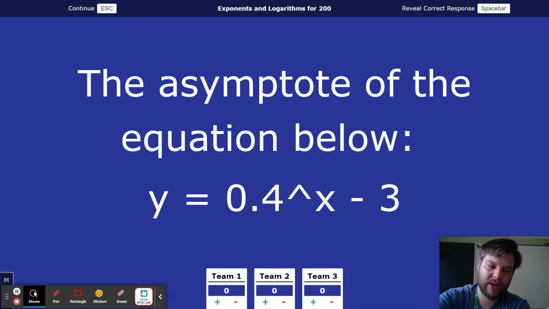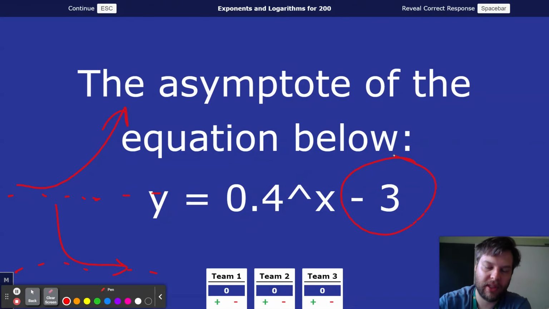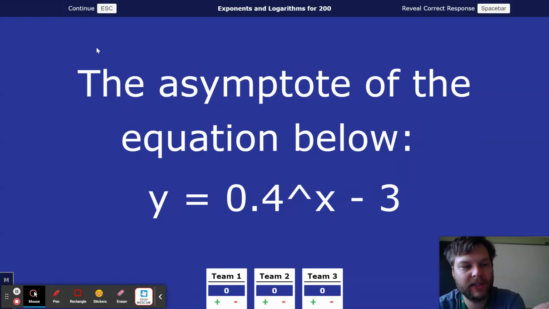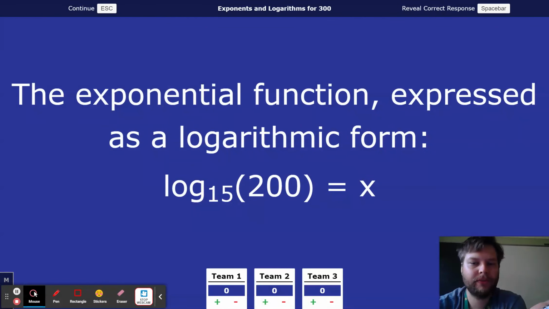So if you draw a graph, every exponential equation either looks like this or like this. And so there's this floor, this asymptotic floor right there. That's what the asymptote is. It turns out to be that value right there. So we say y equals -3 because that tells me the line that it never crosses. That's the asymptote. Exponential function.